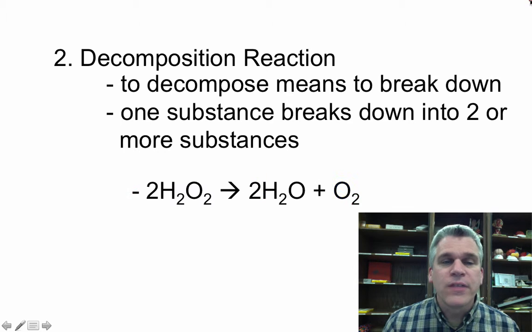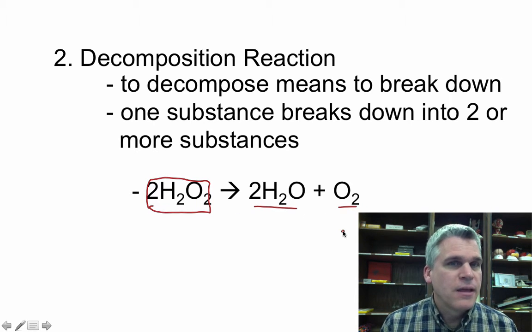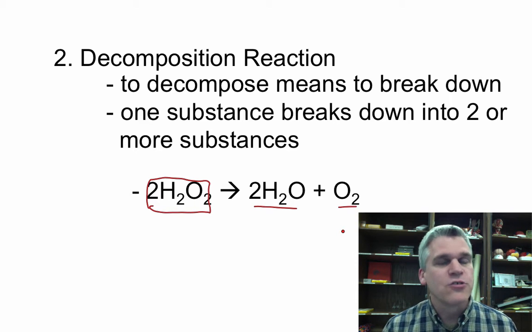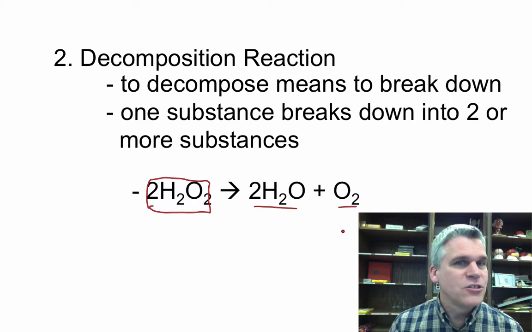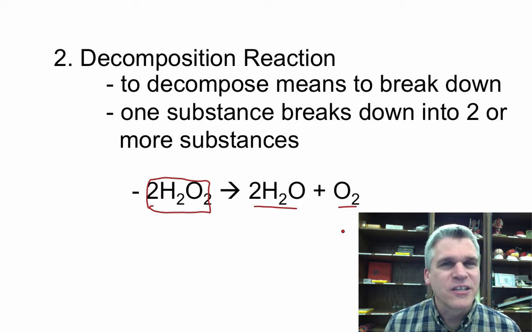An example of this is if we were to take hydrogen peroxide, H2O2, and we break it down into water and oxygen gas. If you've ever used hydrogen peroxide on a cut and you see all those bubbles forming, this is the reaction that's taking place. The bubbles that form are oxygen bubbles, and what's left over on your skin is just water. But hydrogen peroxide is a poison, so we put that on cuts to kill the bacteria.